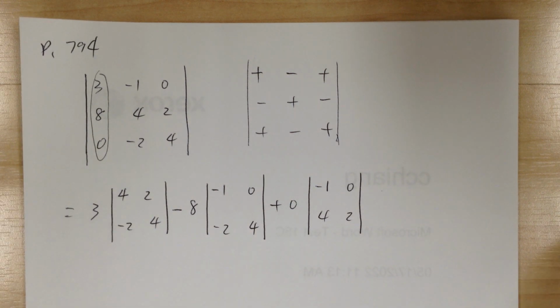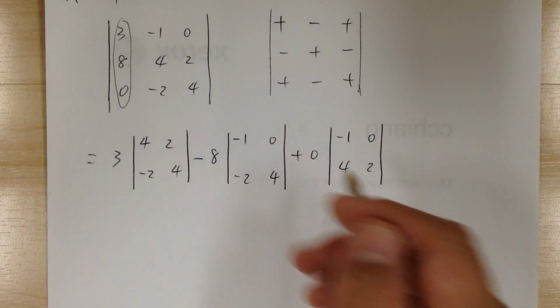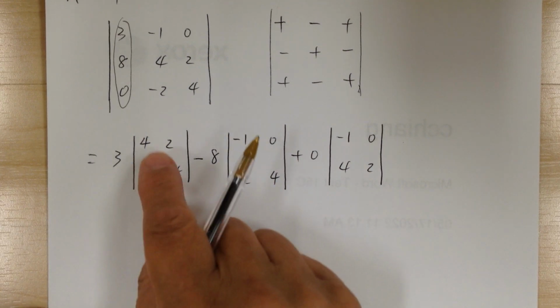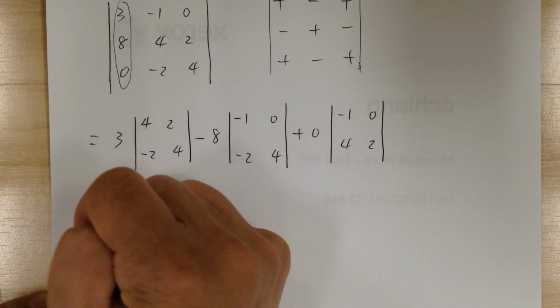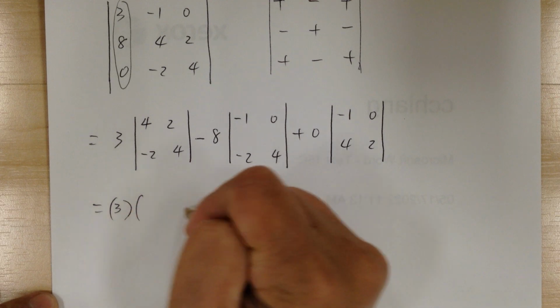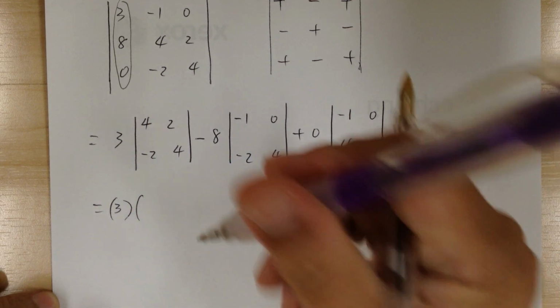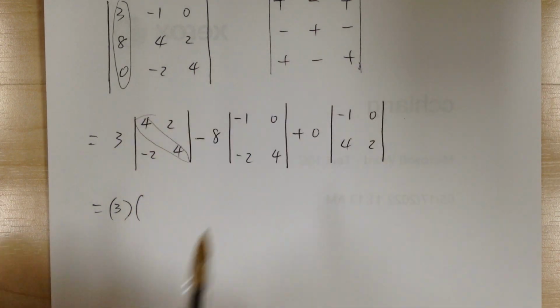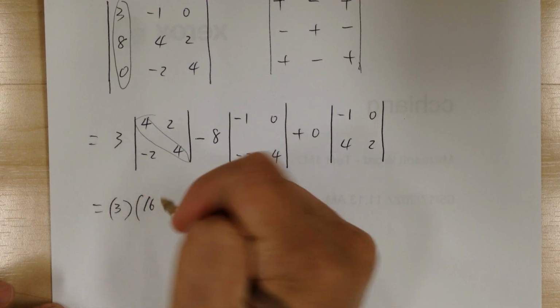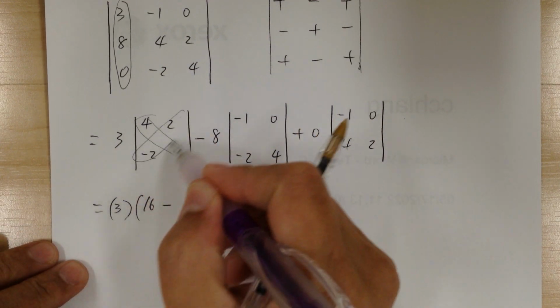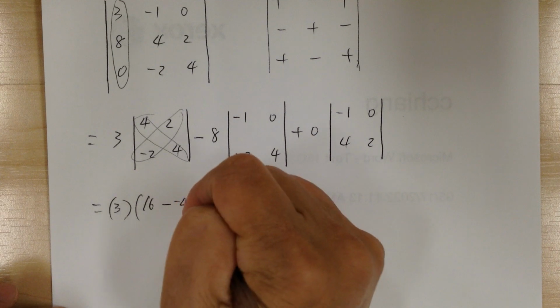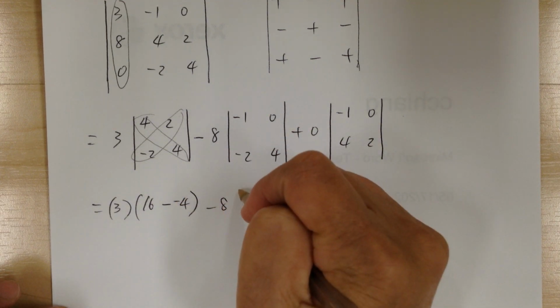Okay, so now you can do the determinants for the 2 by 2. So this will equal 3 times, okay? Remember how to do the determinants. This would be 16 minus -4, okay, minus 8 times.